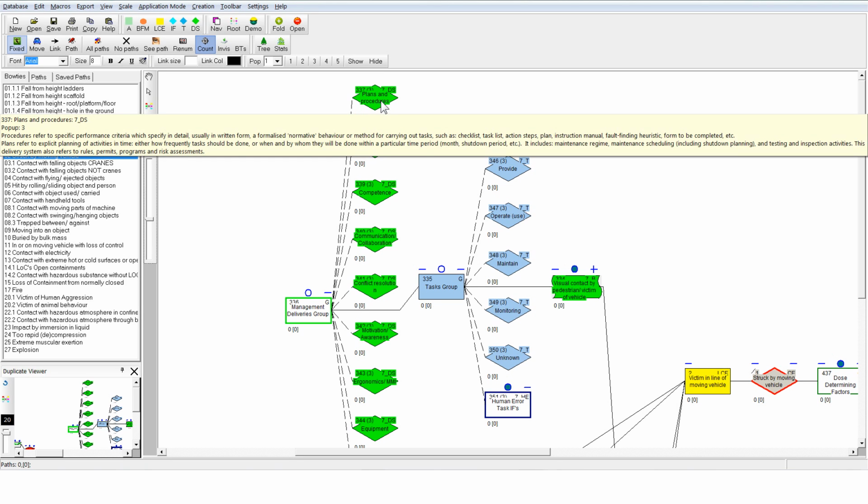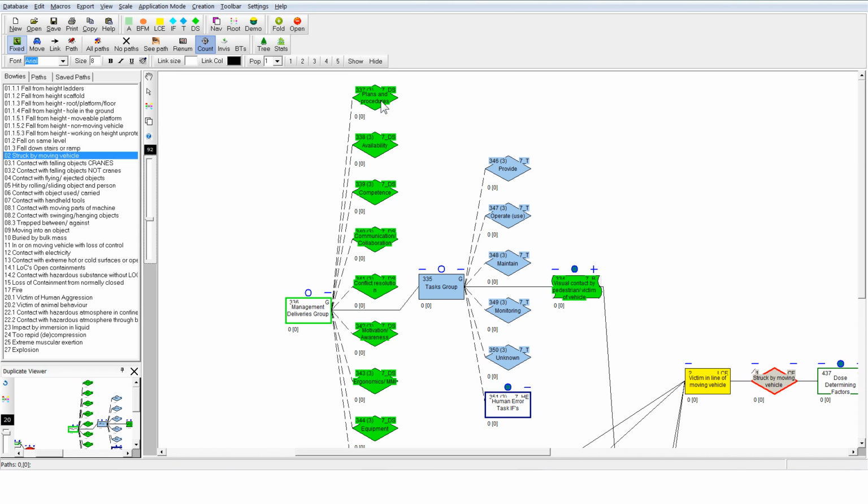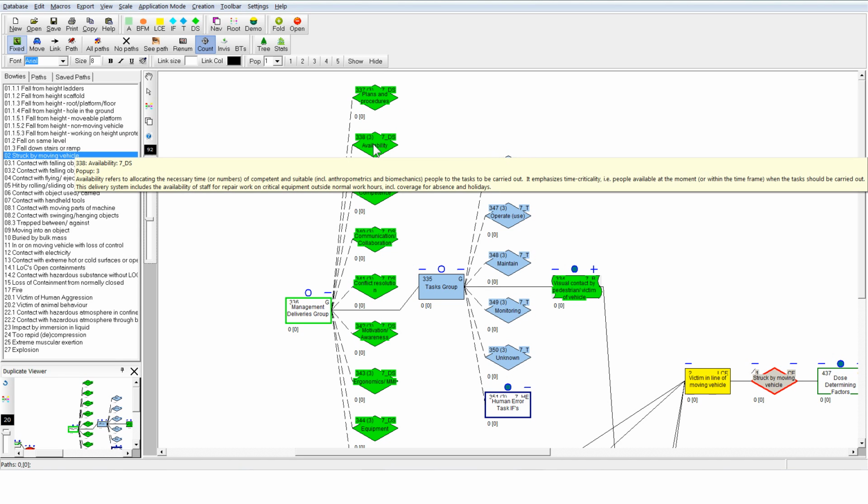Plans and procedures refer to the written normative behaviors for carrying out tasks and the explicit planning of those tasks in time. So specifically things like checklists and task lists, instruction manuals, maintenance scheduling, testing, inspection, rules, and even risk assessments. Availability refers specifically to allocating the necessary time of competent and suitable people to the tasks in order for them to be carried out.